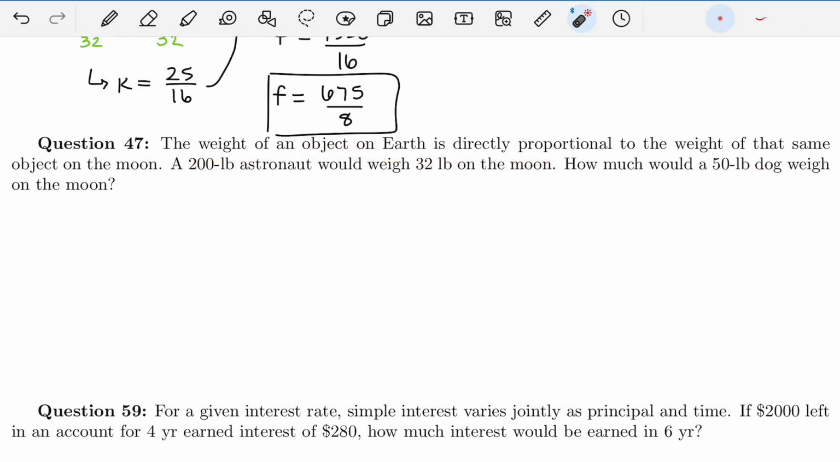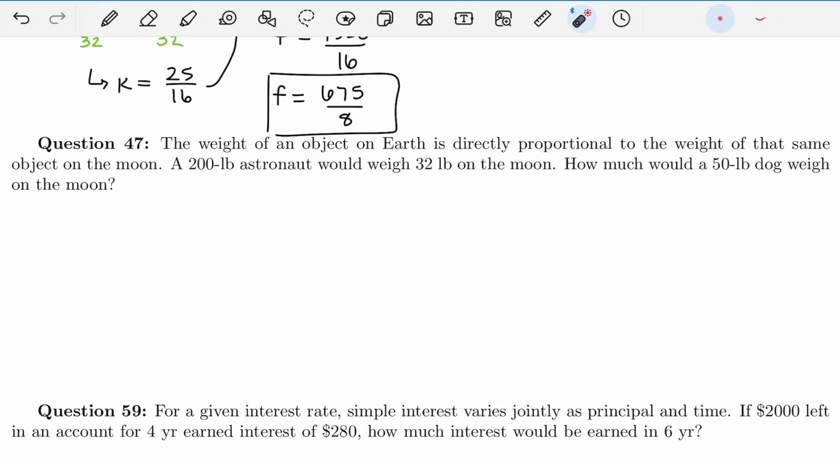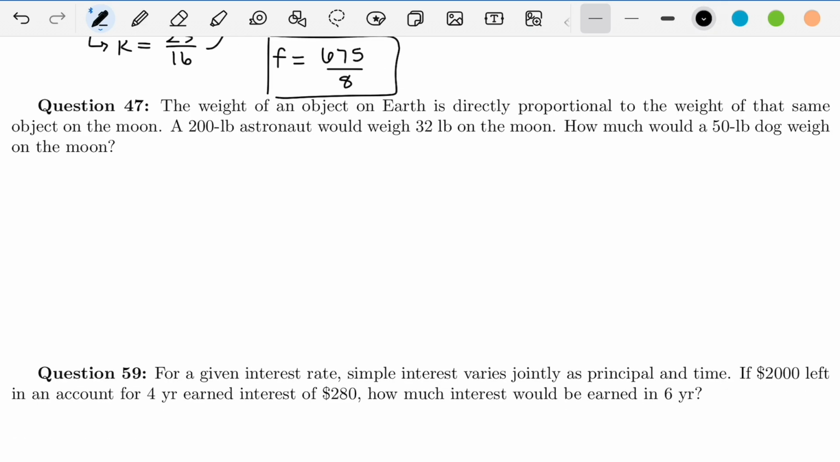weigh on the moon. So when we're dealing with these word problems, the first thing I would do is assign variables to these quantities here. So for example, let's let the weight of an object on Earth be equal to x. So I'm just going to call this Earth. And then the weight of the object on the moon, I'm going to call y.